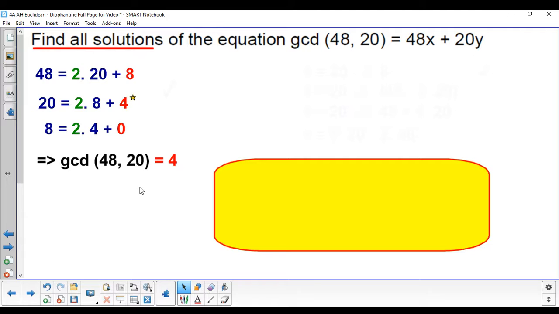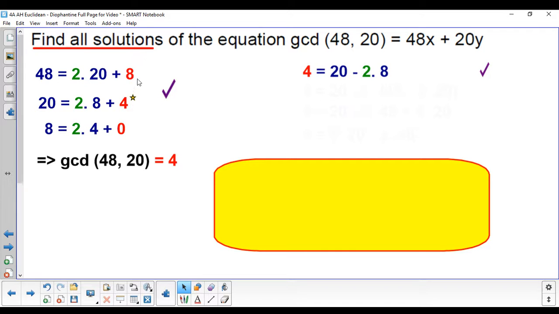Then what do we do to find the linear combination? We start at the one above the 0, we start with the greatest common divisor, and we know that we're setting the 48x plus 20y now equal to 4. So we need to represent it as 4. So 4 can be represented as 20 take 2 lots of 8. Remember to tick it as you go so you remember which ones you've dealt with.